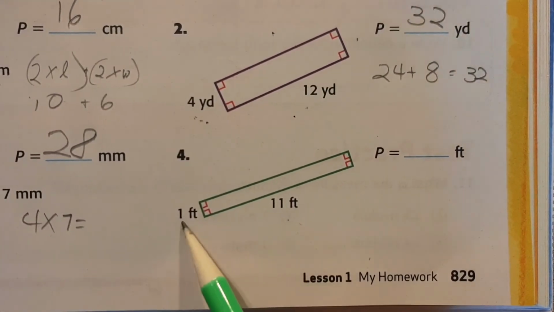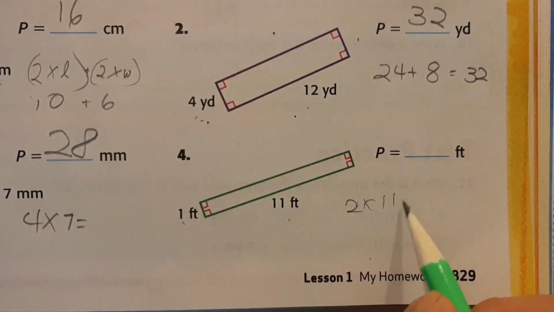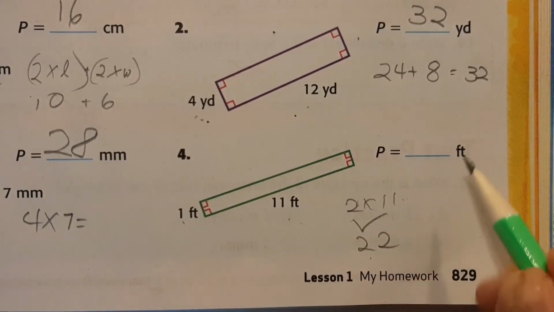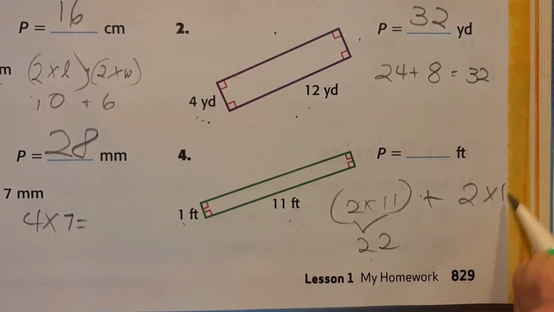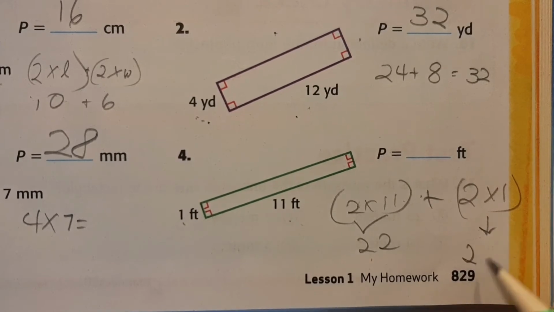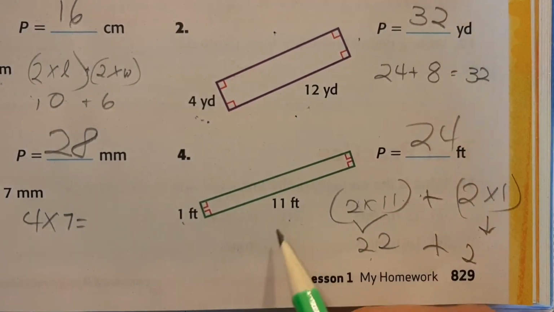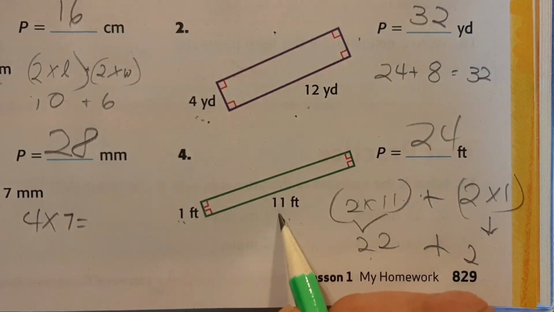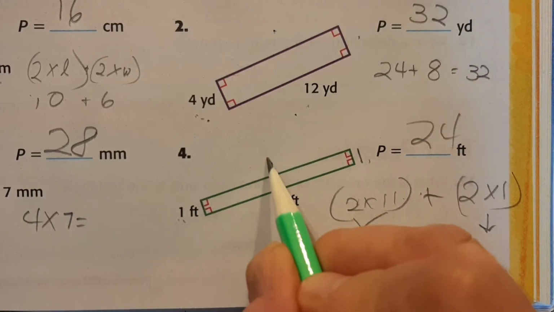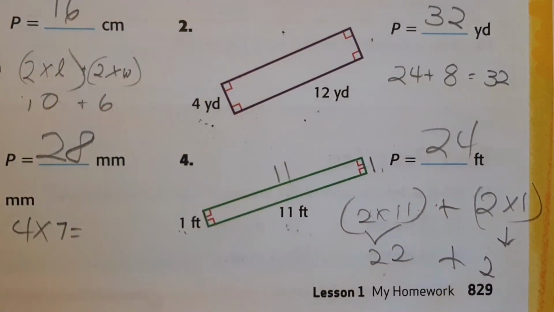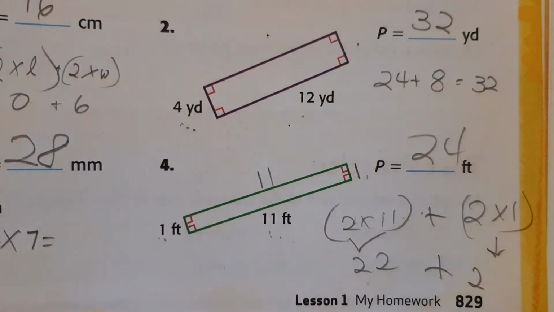And finally, take a look at this one. 11 on one side, 1 on the other. So 2 times 11 is 22, plus 2 times 1, which equals 2. Add those up, and you get 24. And you could do the other way. 1 plus 11 is 12. 12 plus 1 is 13. 13 plus 11 is 24. Okay? Great.